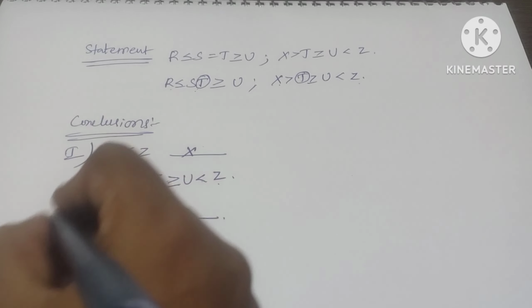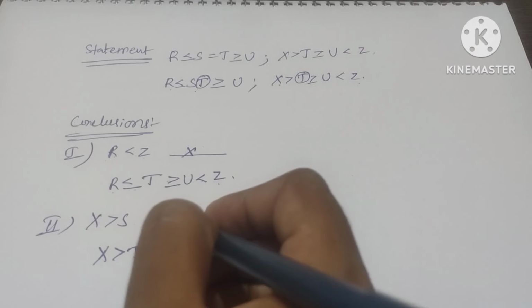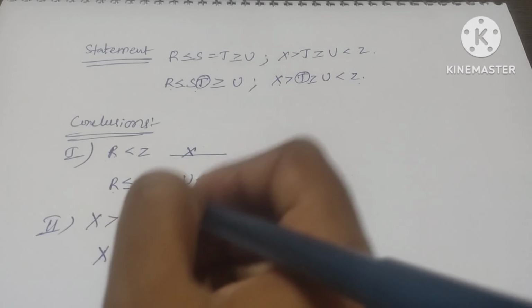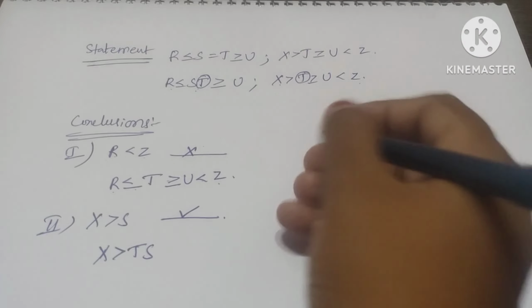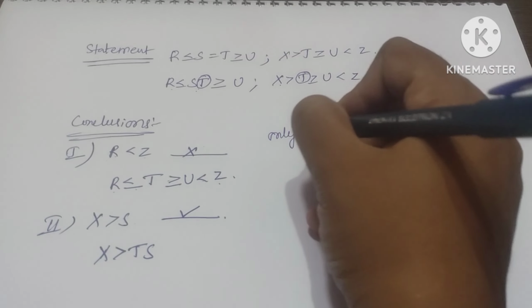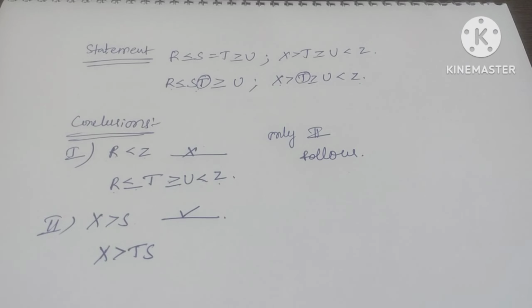So in conclusion 2, X is greater than S means here X is greater than S. So this conclusion follows. Here what is the answer? Only conclusion 2 follows. Got it? This is the answer for this particular question.